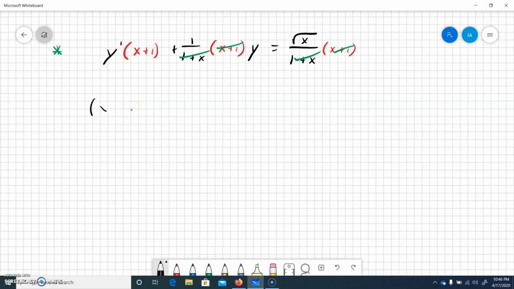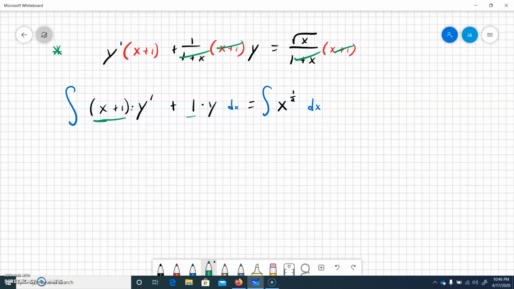We're left with x plus 1 times y prime plus 1 times y, and over here we'll say this is the square root of x, which is x to the 1/2. Now what we're going to do is integrate both sides. Over here, this is definitely going to be in terms of dx. I'm not going to say anything about, well, it is in terms of dx, technically, because y is a function of x. But I want you to look at something real quick. This guy and this guy and this guy and this guy. This is a product plus a product.